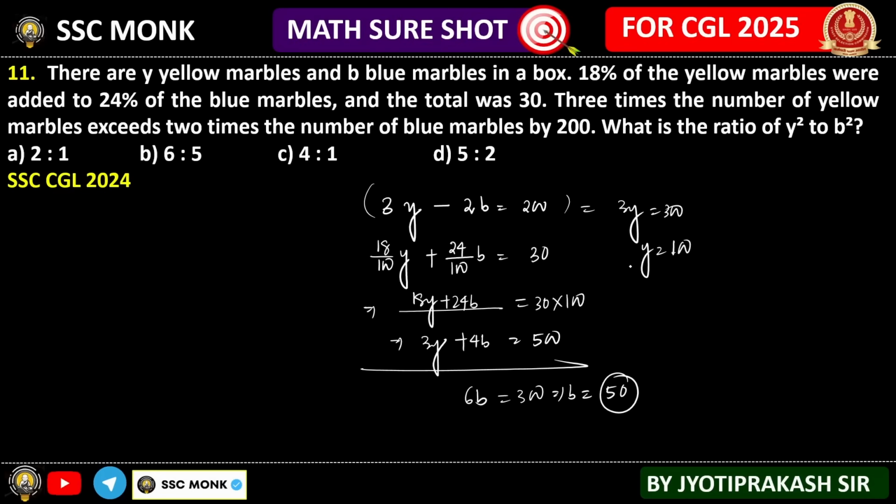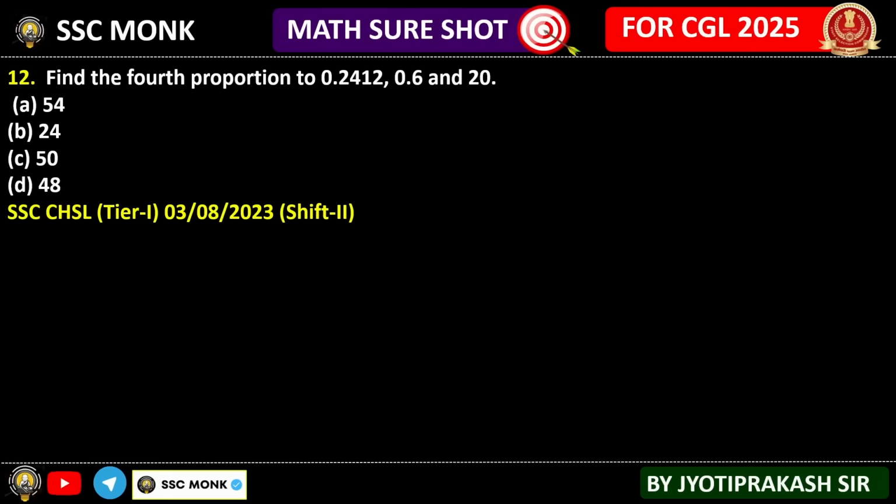So how many yellow marbles are there? 100. How many blue marbles are there? 50. So it is asking y square to b square. That means 100 into 100 by 50 into 50. 50 twos are 100, 50 twos are 100. What is the ratio? 2 into 2, 4 by 1. Answer option C.